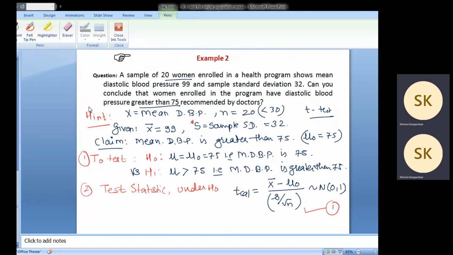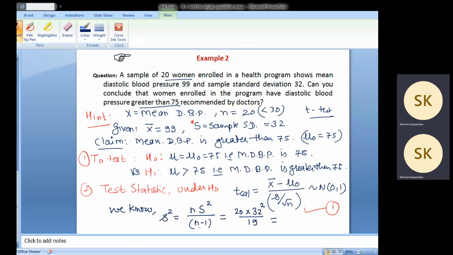So let's find out here itself. We know the relation: the sample mean square is equal to n capital S square upon n minus 1. Okay, so let's put the values over here. So n is 20 because 20 women are in the survey. S is given as 32, so it's squared here. And n minus 1 means 20 minus 1, which is 19.